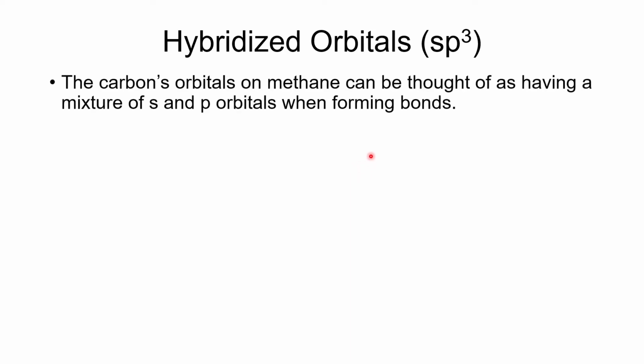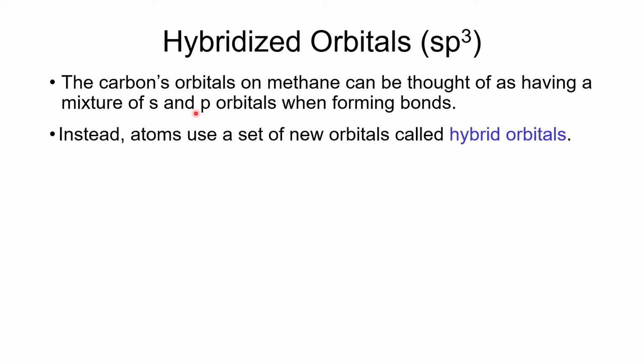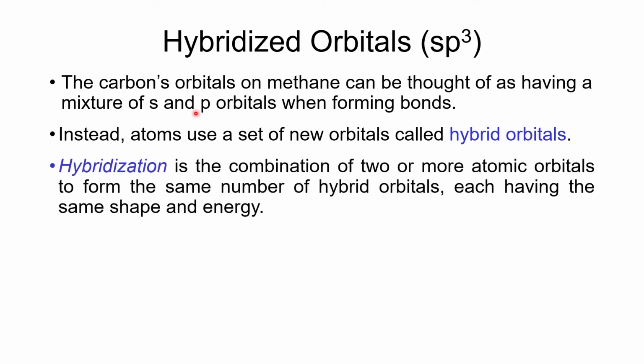So we're going to have hybridized orbitals of the s and the p. So carbon's orbitals can be thought of as a mixture of the s and p. So when we get that carbon that's in methane, it's a mixture of the s and the p orbitals. All right, so we're going to take those s orbitals and the p orbitals, we're going to mix them together, and they're all going to change into what we call hybrid orbitals. Hybridization is the combination of 2 or more atomic orbitals to form the same number of hybrid orbitals. So if you blend together 2 atomic orbitals, you'll get 2 hybrid. If you blend together 3 atomic orbitals, you'll get 3 hybrid, and so on and so forth.